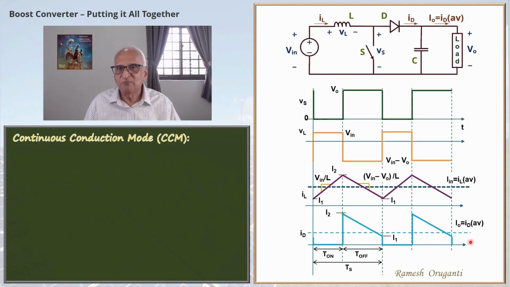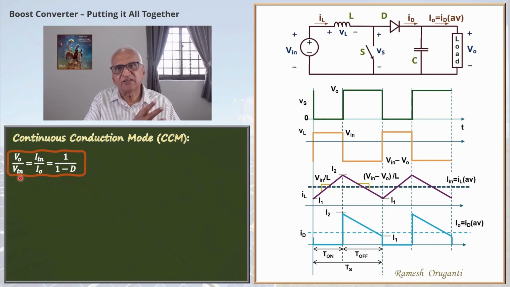Using volt-seconds balance or by any other method, we can derive the equation for the voltage ratio, output voltage to input voltage equals 1 by 1 minus D. Because we are assuming ideal operation, there is no power loss. So Vo Io equals Vin Iin. So Vo by Vin equals Iin by Io. This is the very familiar boost equation. You can see that the output voltage will always be higher than the input voltage.